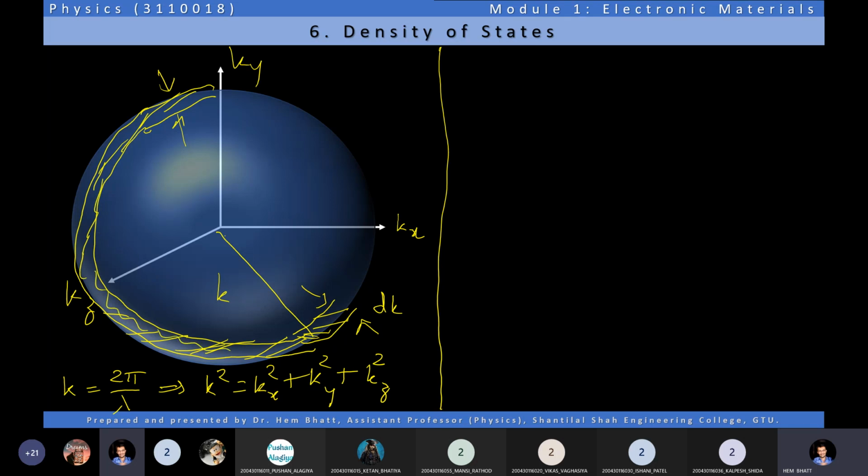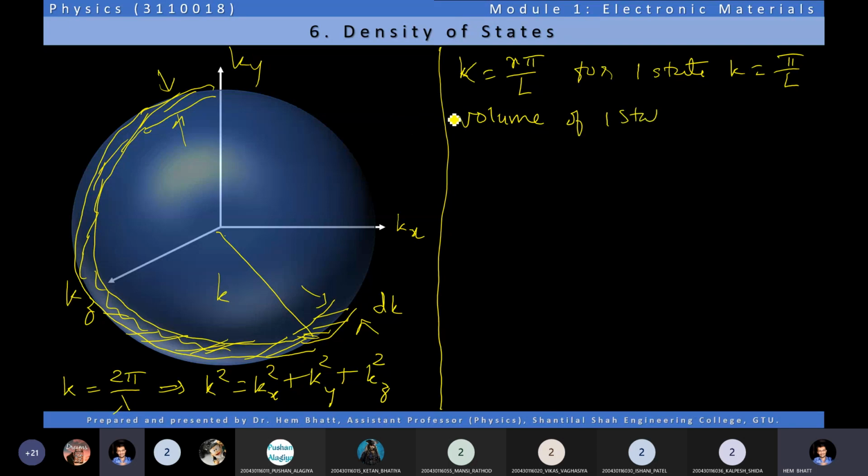Okay, so how to find out number density, density of states in this small thickness dk? You'll have to accept one equation that k can be given as n pi by L, and for one state k is pi by L. So volume of one state, volume of one energy state can be given as k cube, that is pi cube by L cube.